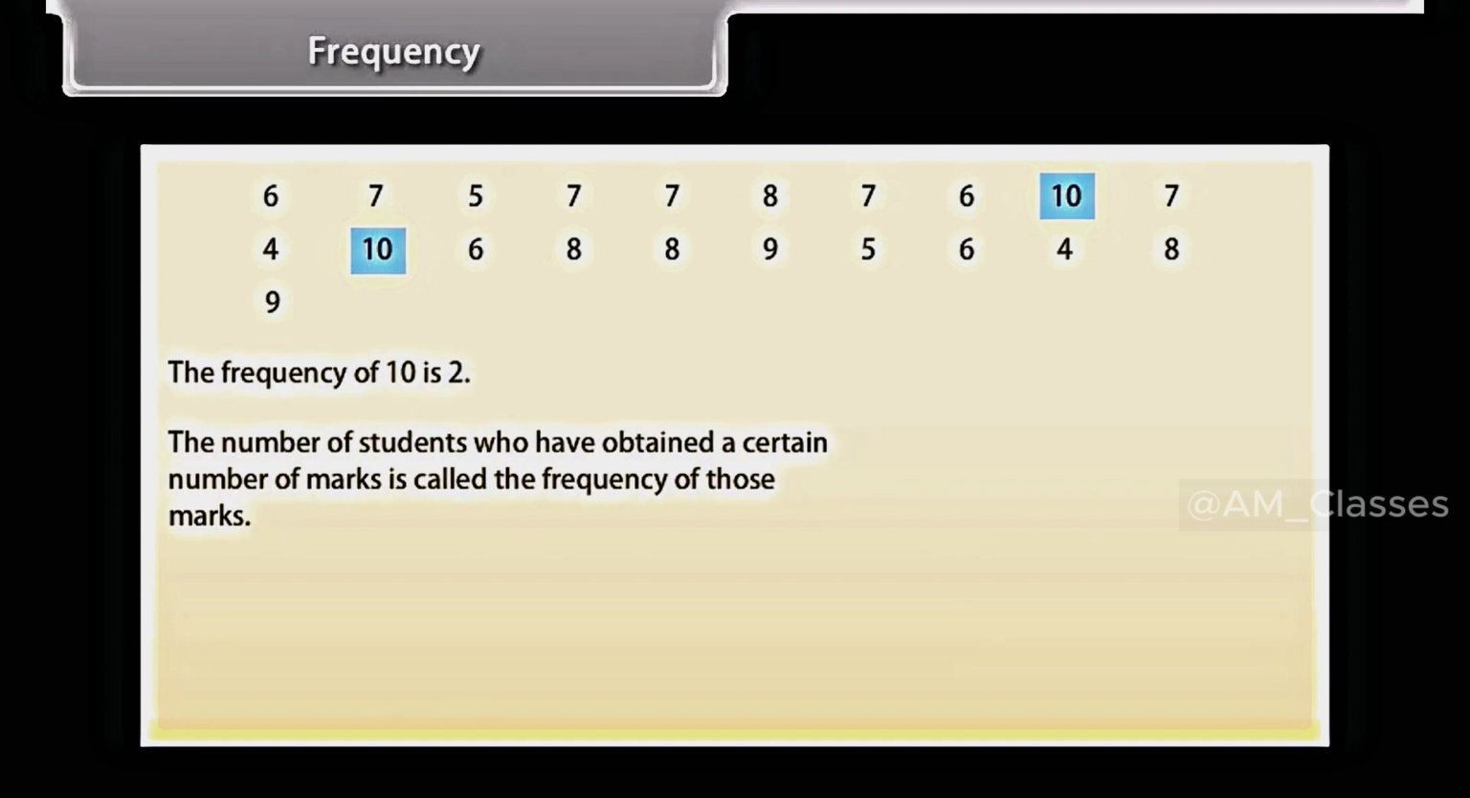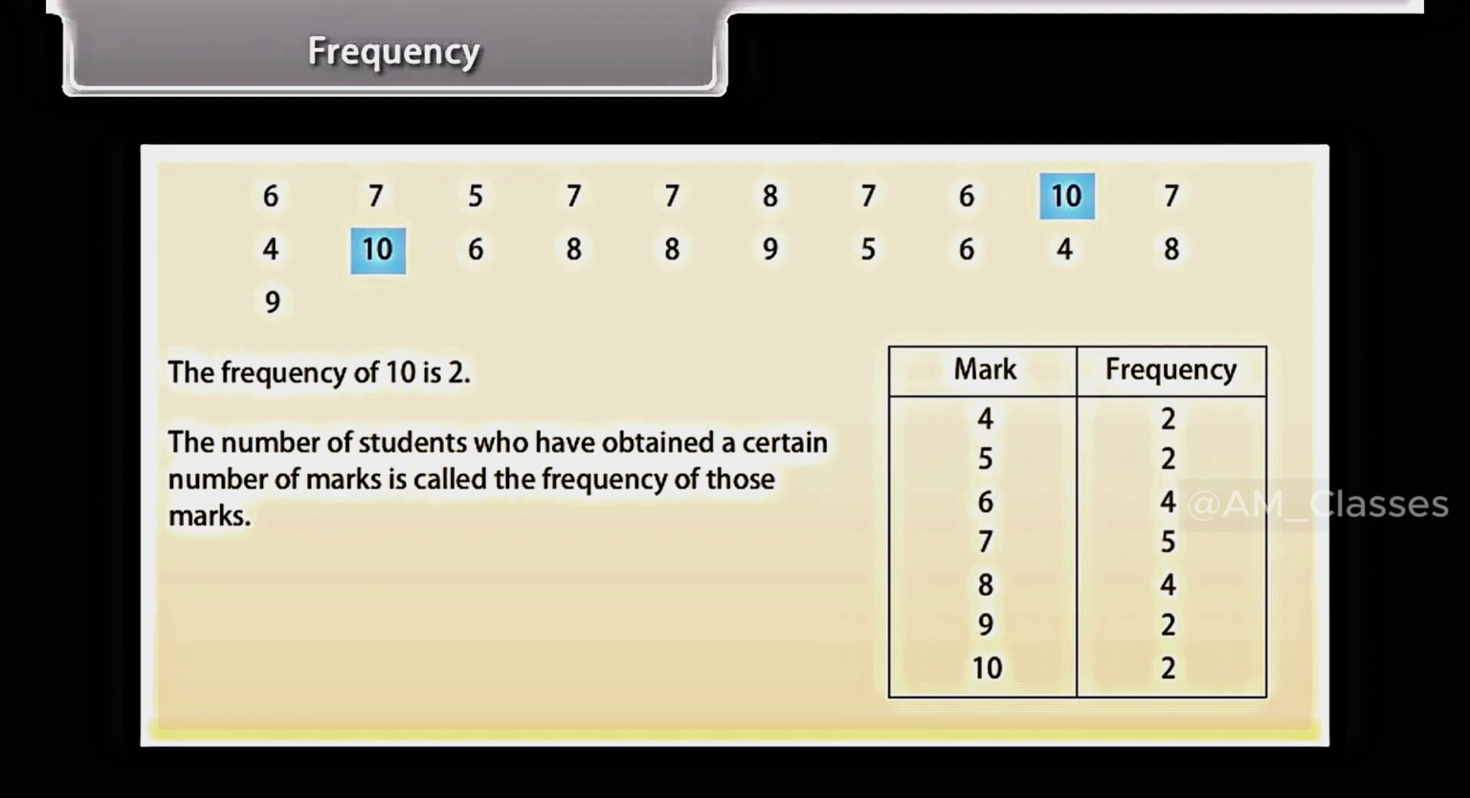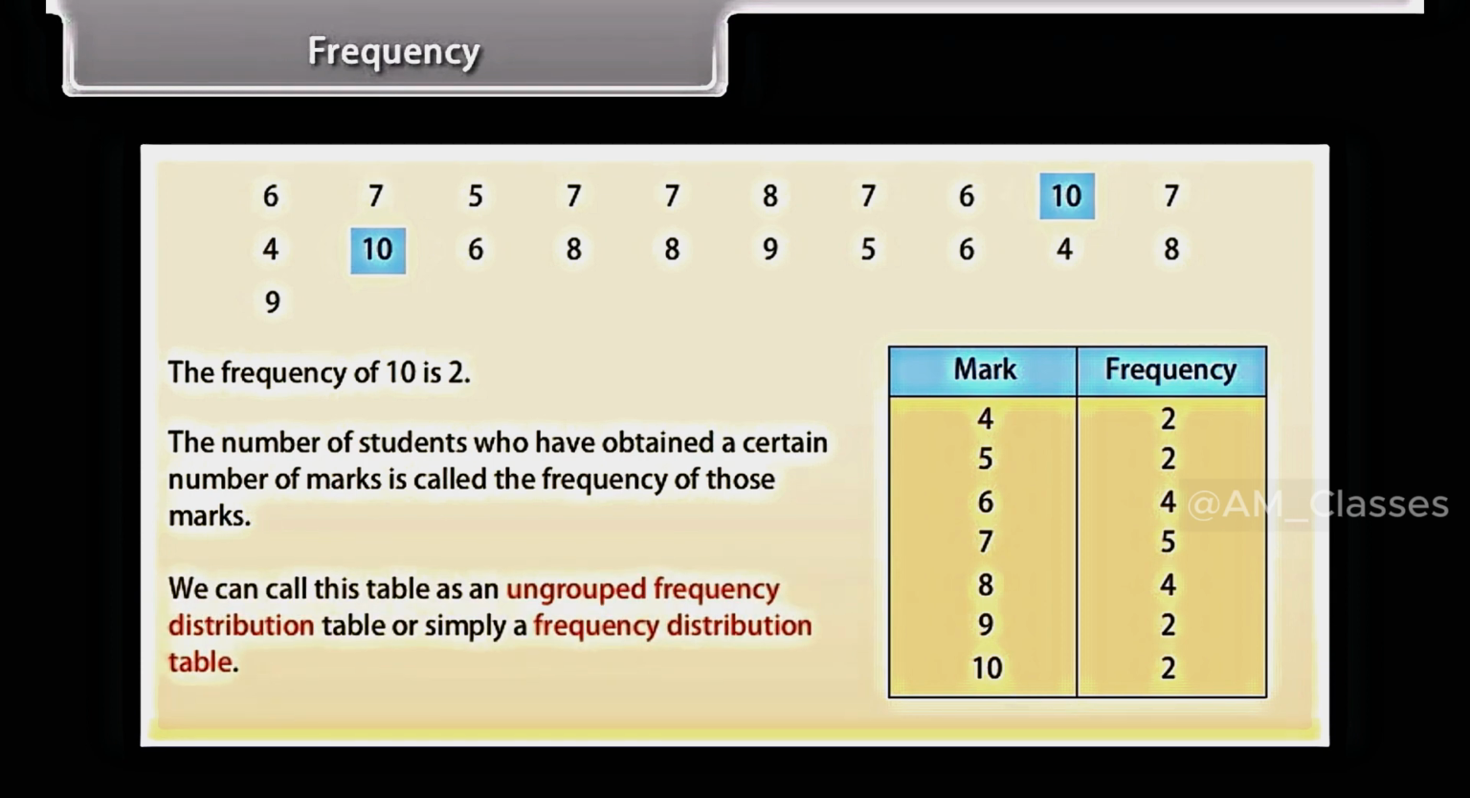The number of students who have obtained a certain number of marks is called the frequency of those marks. We can write this data in a table form to make it more understandable. These are the marks and these are the frequencies. We can call this table as an ungrouped frequency distribution table or simply a distribution table.